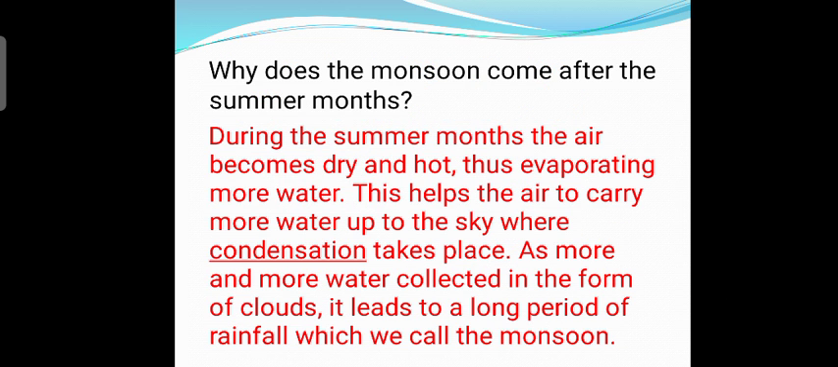Why does the monsoon come after the summer months? Now students, during the summer months, the air becomes dry and hot, thus evaporating more and more water. This helps the air to carry more water up to the sky where condensation takes place. As more and more water collected in the form of clouds, it leads to a long period of rainfall which we call the monsoon.